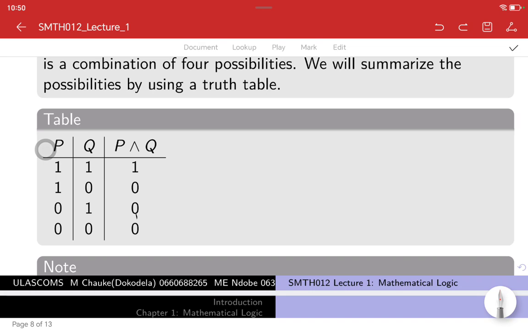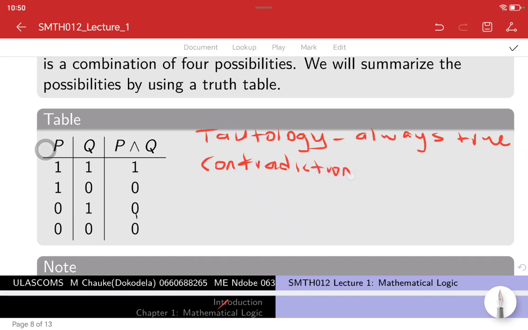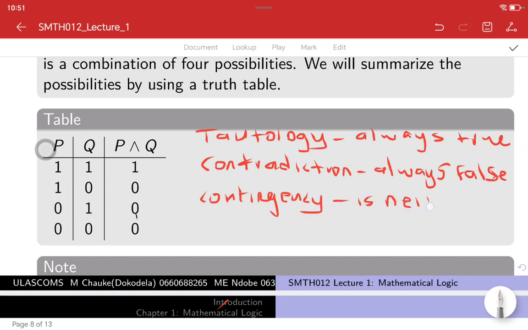I said that the truth value will always give us three possibilities. It will always give us a tautology, and a tautology is a statement that is always true. You must write: a statement that is always true. Then we have a contradiction. This is a statement that is always false. Then lastly, we have what we call a contingent. This is neither true or false.